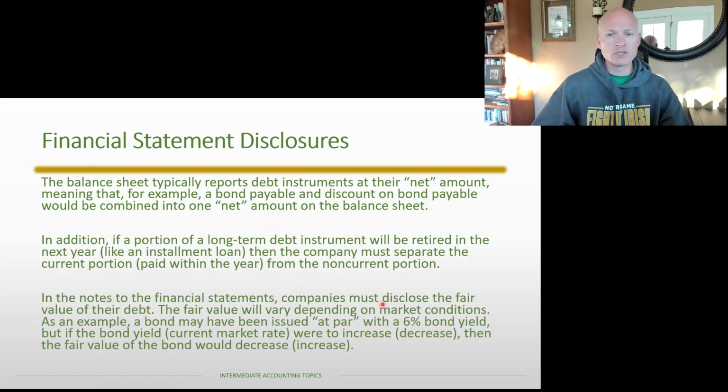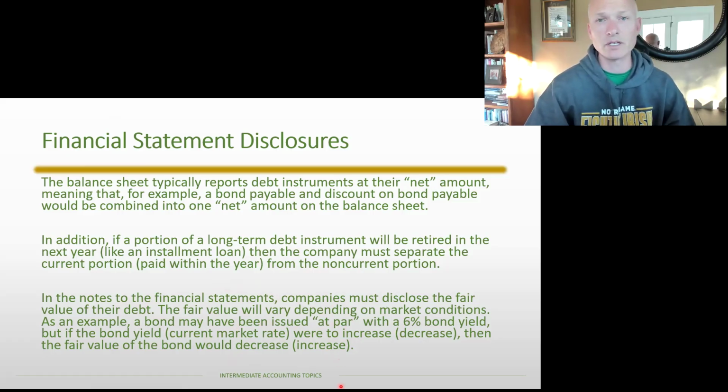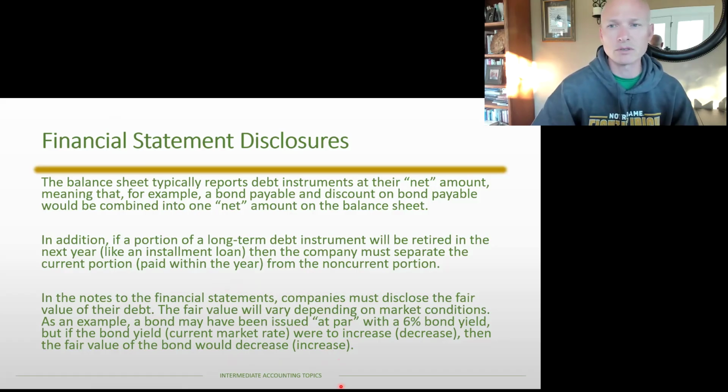In the notes, companies must disclose the fair value of their debt. The fair value will vary depending on market conditions. As an example, you may issue a bond at par, but over time the bond yield might change. And so if there's a material change to the value of your debt, you're going to report that on your financial statements. Now, again, material is in the eye of the beholder, but you should disclose any information that's material. And if the market value of your debt has significantly changed, which means your credit rating has significantly changed, that would be something to disclose.